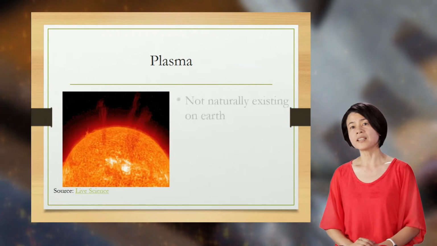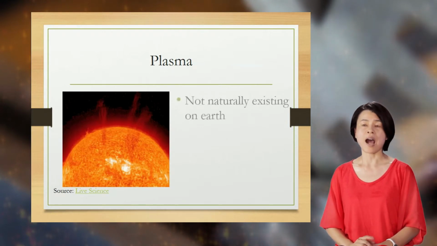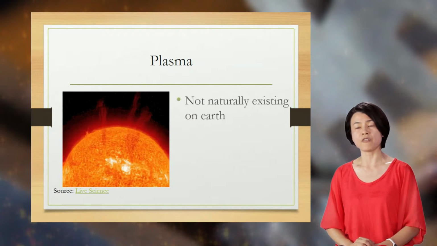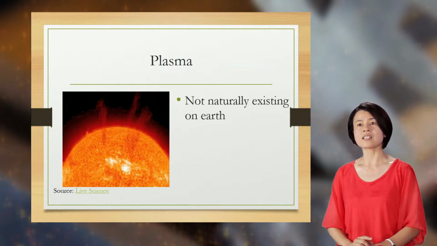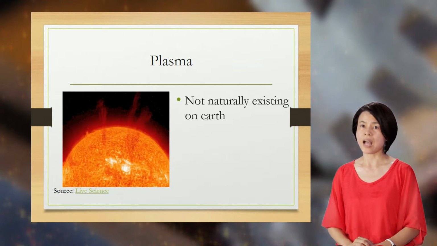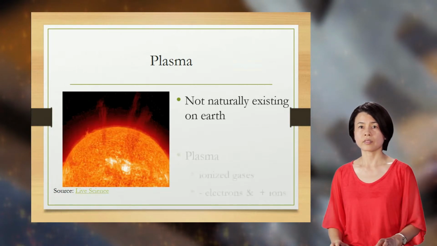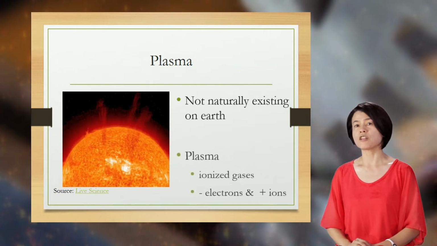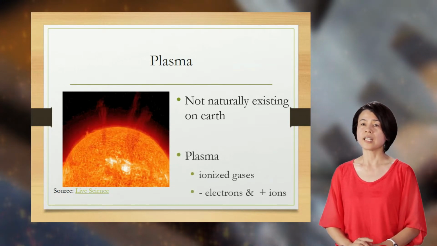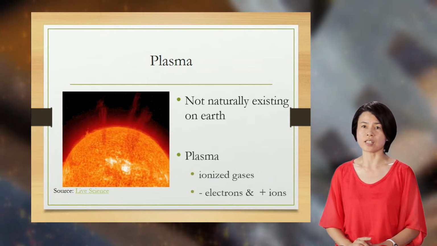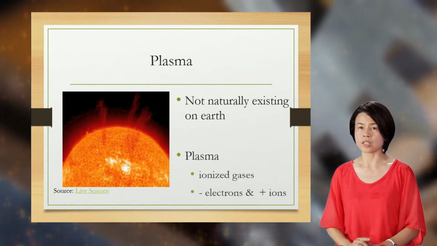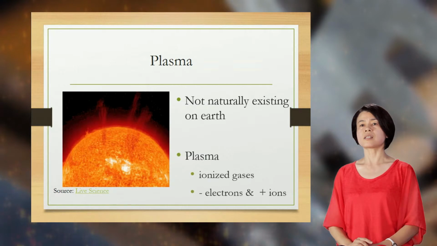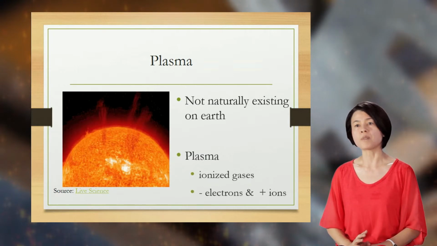So, plasma does not naturally exist on Earth. However, it can be created artificially and used a lot in the lab. Plasma is an ionized state of matter similar to gas. However, its energy state is higher than gas. Usually, it is made of ionized gases. In addition, the amount of negatively charged electrons is the same as that of the positive ions. Therefore, plasma is electrically neutral. It means it's neither negatively nor positively charged.